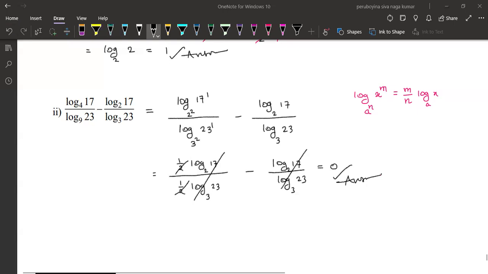Next we will solve the third problem under problem number 2.